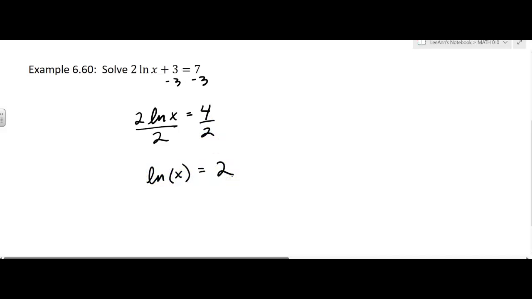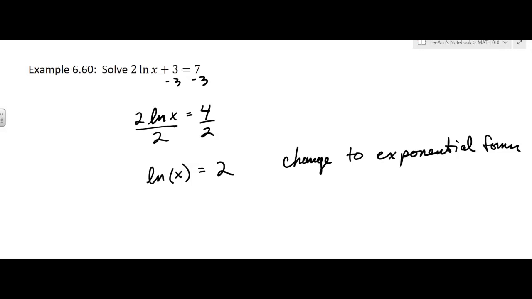And now, how do we solve for x? How do we get that argument out of there? The only way to get the argument out is to change to exponential form. I shouldn't say the only way, but I only have one logarithm here, so it's the only way. So think of the base as being e because it's a natural log, and we're going to convert it then.